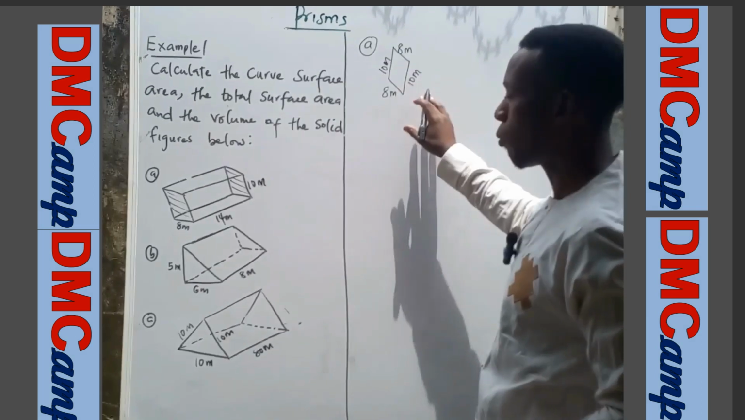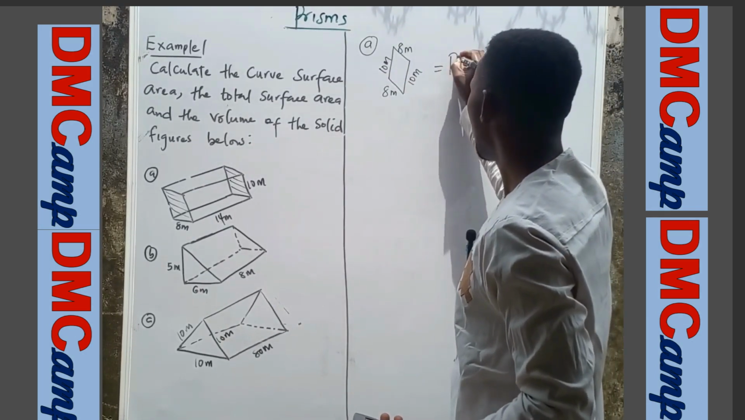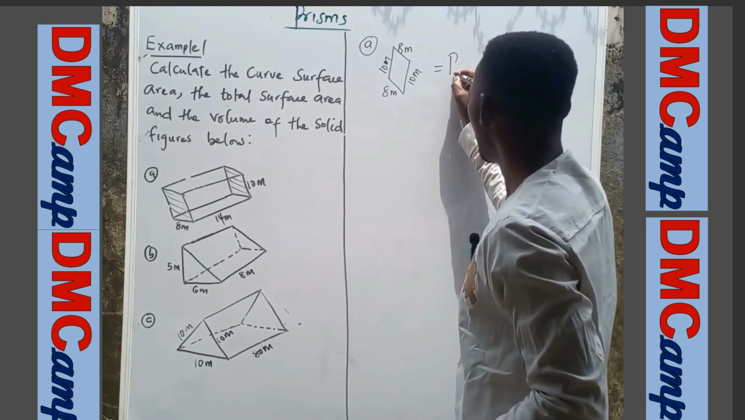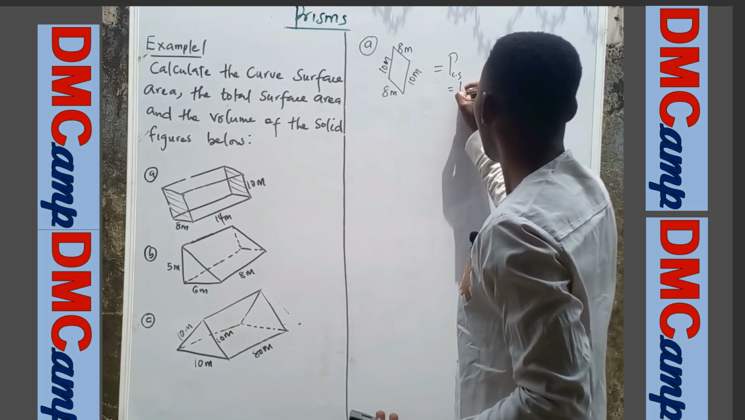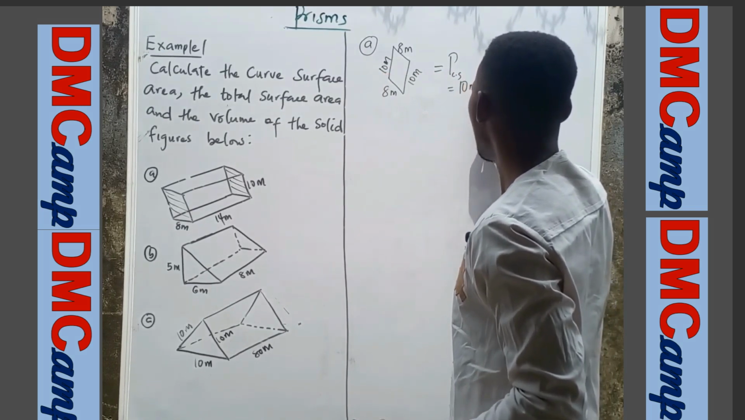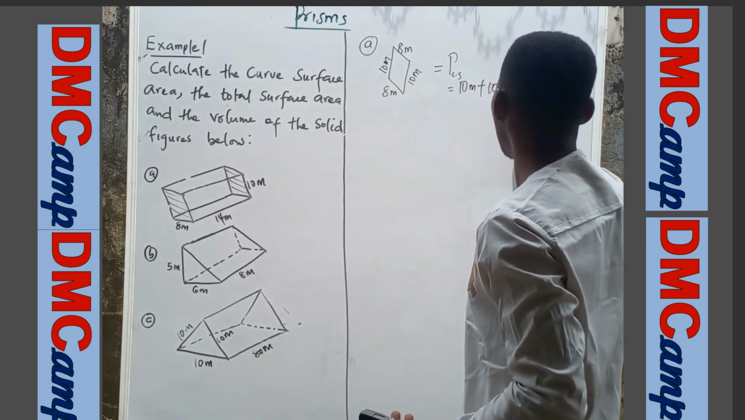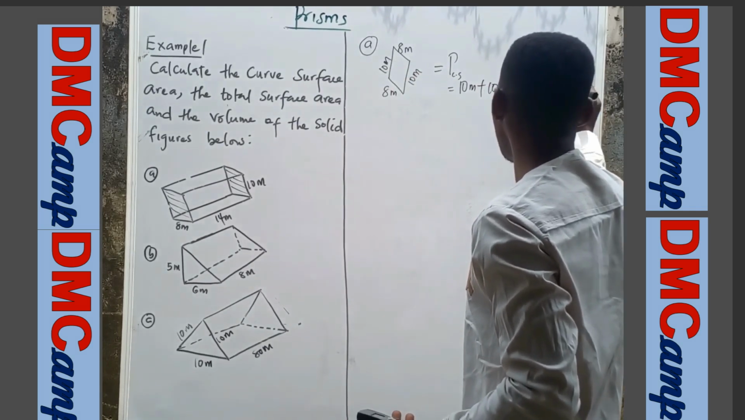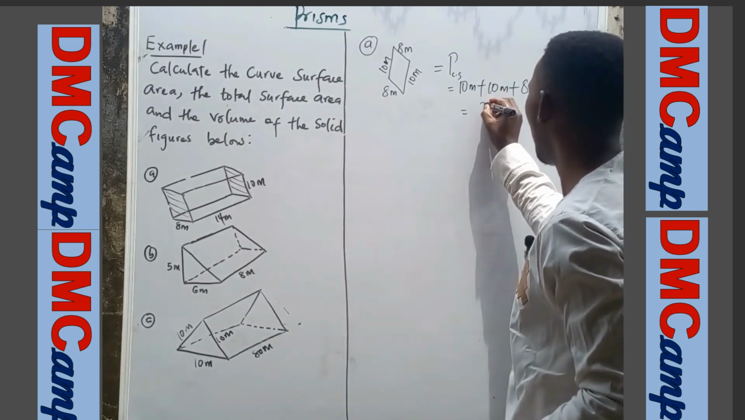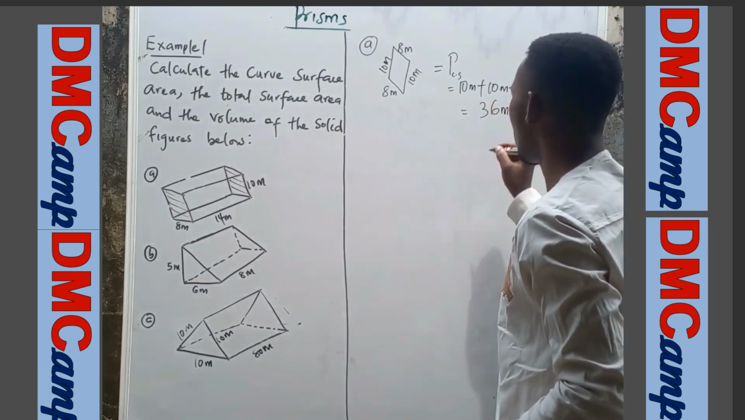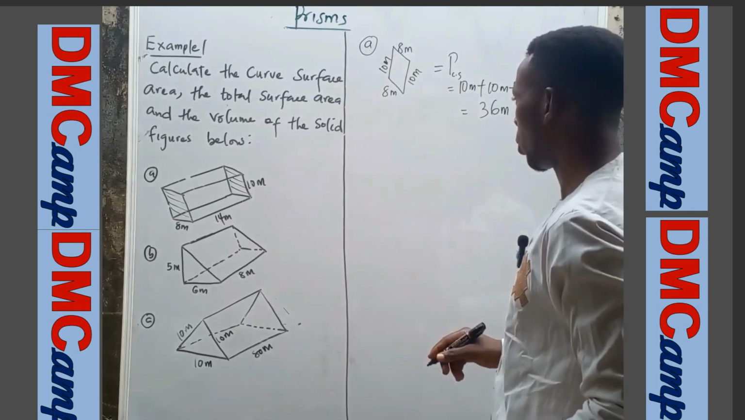Now, how do I calculate the perimeter of this? The perimeter P of this cross section is going to be 10 meter plus another 10 meter, plus 8 meter plus another 8 meter. If I add everything together, I'm going to have 36 meter. So this is the perimeter of this cross section.